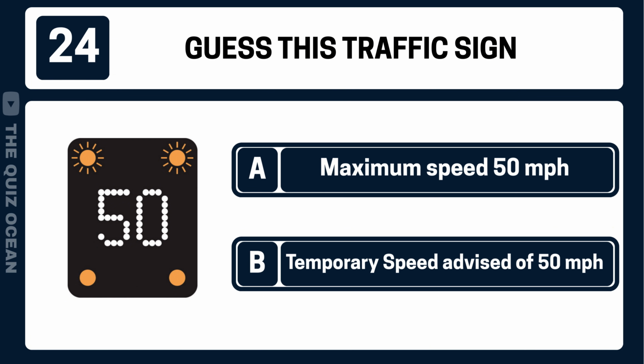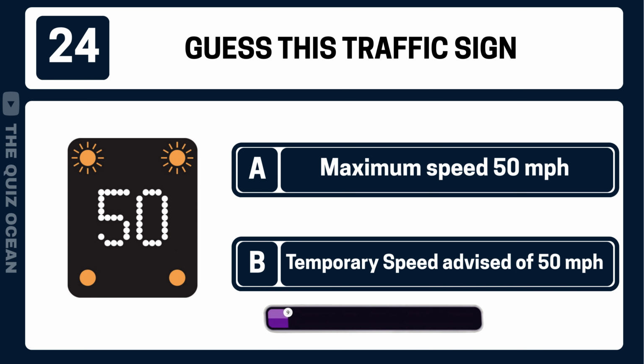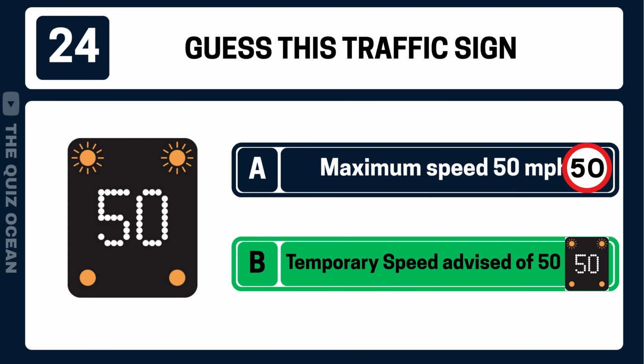Guess this traffic sign. A. Maximum speed, 50 miles per hour. B. Temporary speed, advised 50 miles per hour. Correct. This is the temporary speed of 50 miles per hour sign.